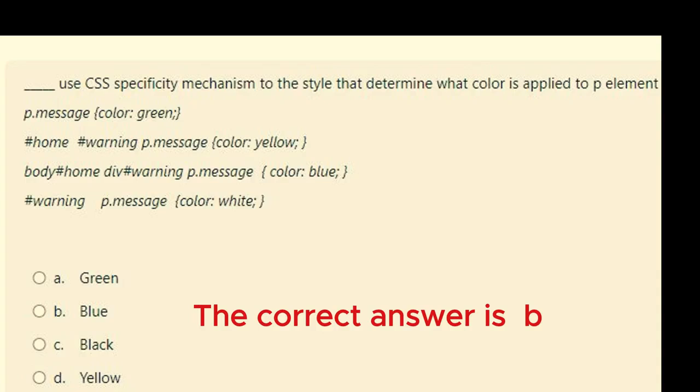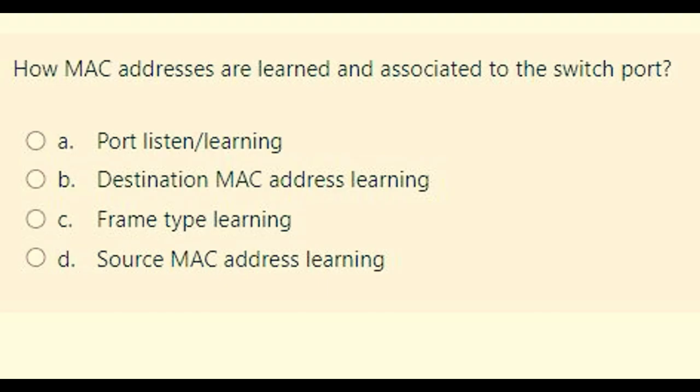Rule 3 has the highest specificity: 2, 1, 3. Rule 2 has 2, 1, 1. Rule 4 has 1, 1, 1. Rule 1 has 0, 1, 1. Since Rule 3, body #home div #warning p.message { color: blue }, has the highest specificity, the paragraph will be blue.